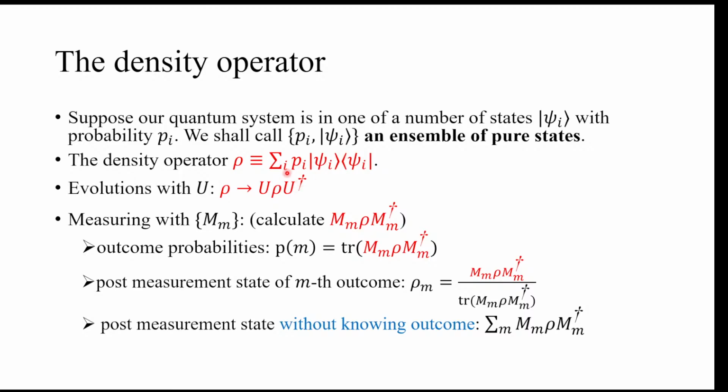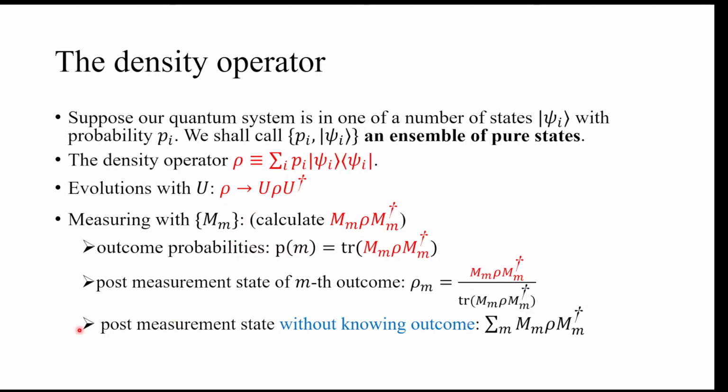And if the density matrix gets acted on by a unitary, it will evolve according to rho becoming U rho U dagger. And if you measure it with some set of measurement operators M_m, the state will basically become M_m rho M_m dagger. So the probability will be the trace of this, and the normalized state, the post-measurement state when you get outcome small m, will be this thing divided by its trace, because you want the density matrix to always have trace 1 and be PSD.